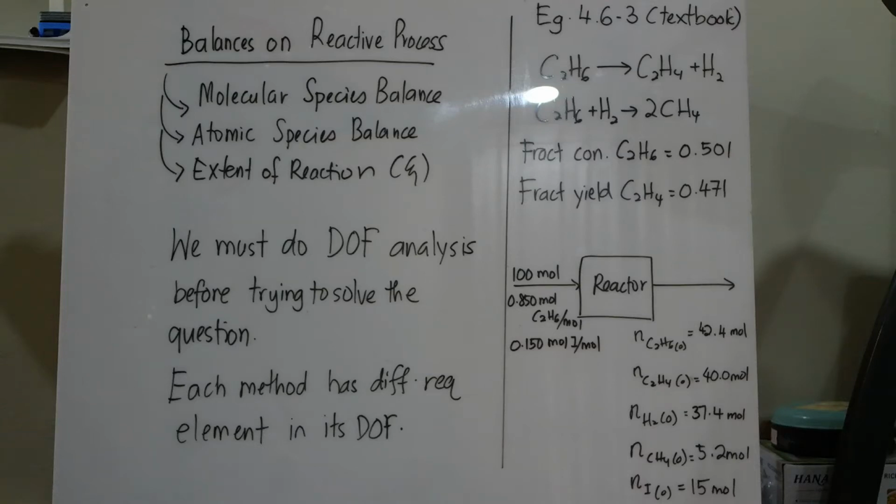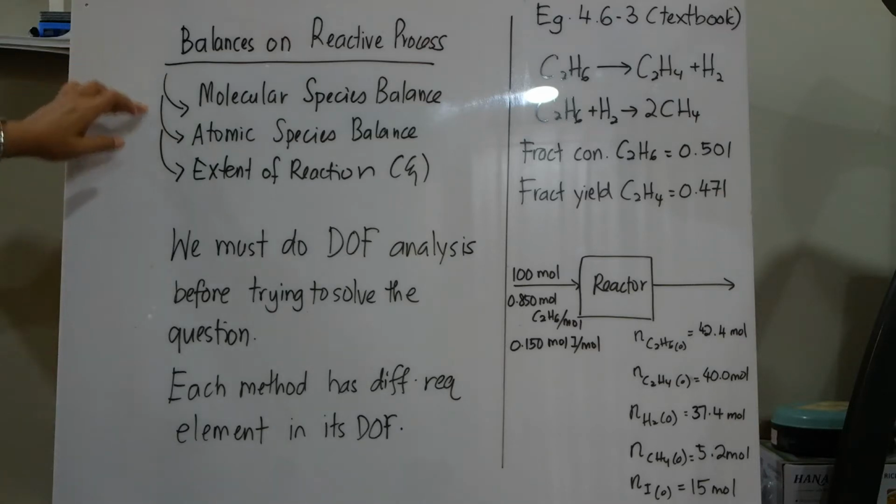Today we will continue our mass balance with reactive process. Today we'll be looking into the balances that we can use in solving mass balance problems with reactive process. Actually, we have three methods that we can use. The first method is known as molecular species balance, the second is atomic species balance, and the third is extent of reaction, which we used in the previous video to solve our question, right?